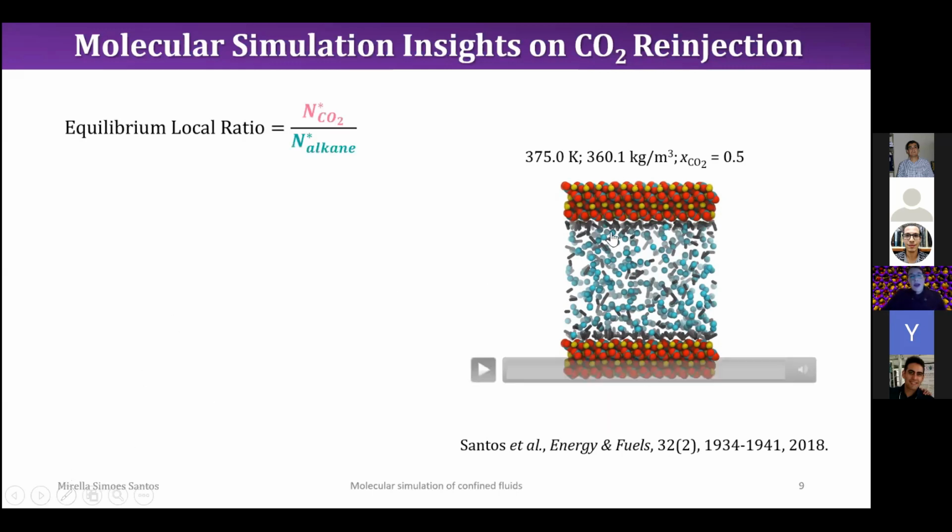To describe these changes in the amount of CO2 and methane adsorbed on these calcite surfaces, we define a variable that we call the equilibrium local ratio. It simply gives us the fraction between the amount of CO2 and the amount of alkane in this adsorbed layer. The adsorbed layer was defined from the density profiles as the region where the density of the component we are analyzing changes by less than 2%.